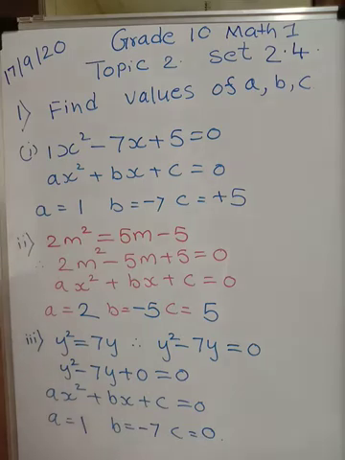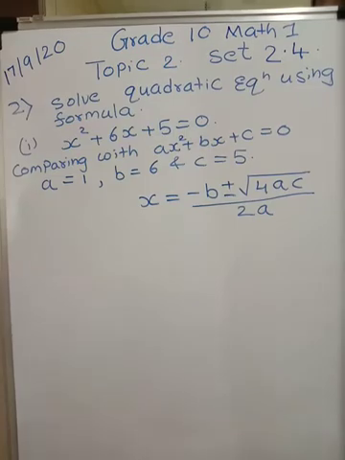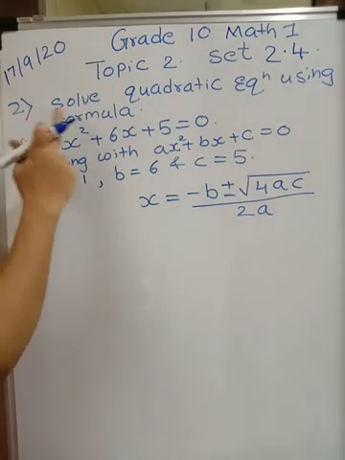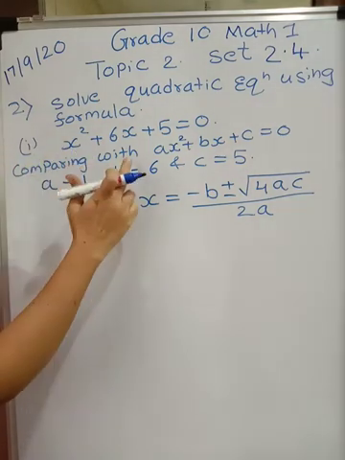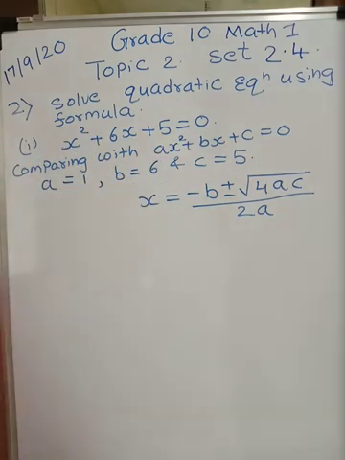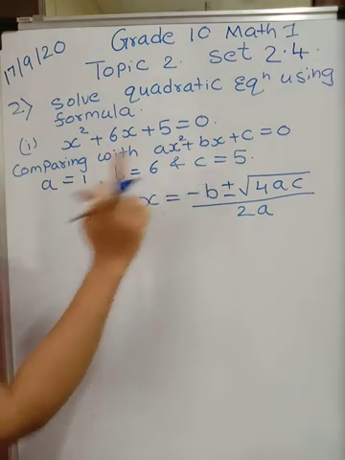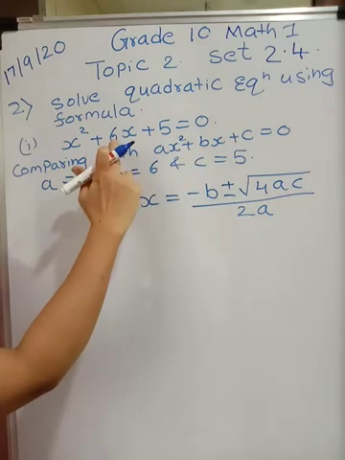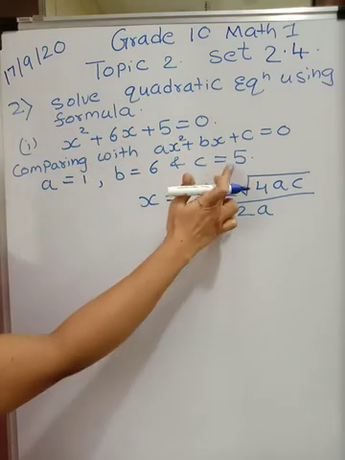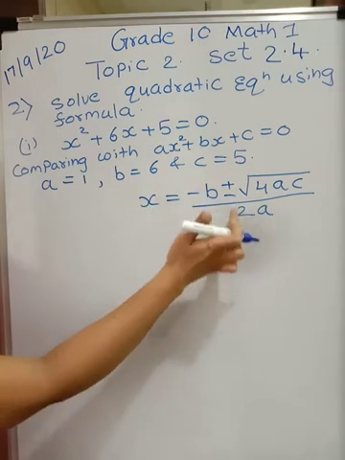That's it. Now we can go to the next question, which is to solve the quadratic equations using the formula. So let's go for it. Now let's start the second question. Solve the quadratic equation using the formula, and this is your first problem. First we compare it with the general form ax square plus bx plus c, and first of all find all the values of a, b, c. What is your a? 1. What is your b? 6. And what is your c? 5. Now we are going to substitute in the formula.